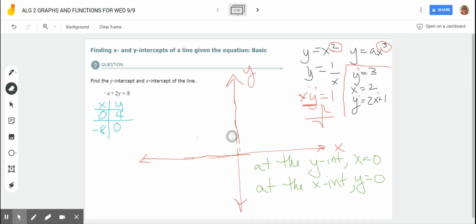So 0, 4: 1, 2, 3, 4, and -8, 0, right here. And connect them. Now, you're going to notice I really can't do this very well, so I apologize. Hey, actually, what am I talking about? That was pretty dang good. Okay, so this is that line.